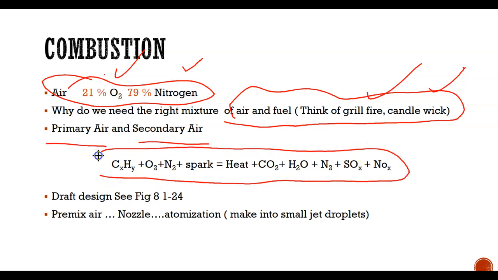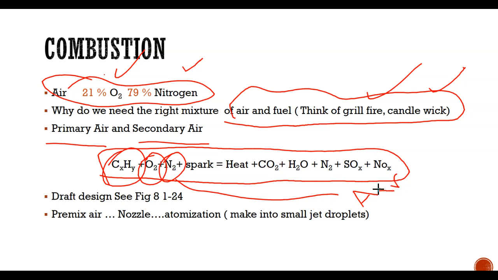So for any fuel that we burn, we will use fuel. This is fuel, a hydrocarbon, which is hydrogen and carbon. This is the fuel, which is fossil fuel. It's going to be oil, gas, coal. They all have the same chains of carbon and hydrogen. This is the oxygen coming from air, nitrogen coming from air. So both those are air, and the spark is what we use to heat and start the fire.